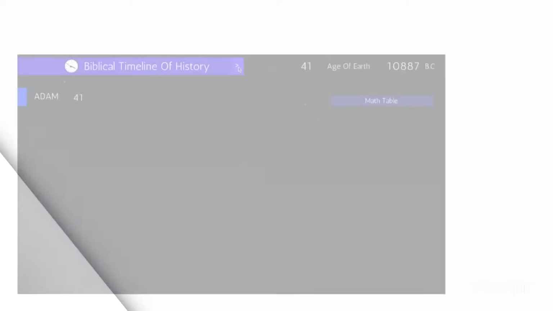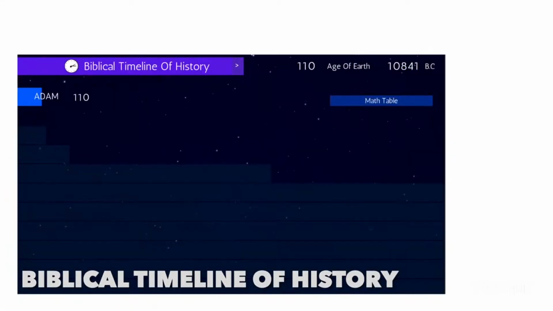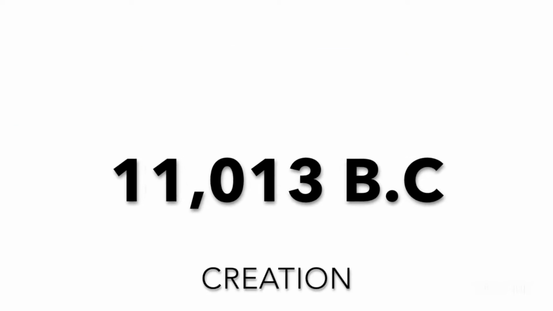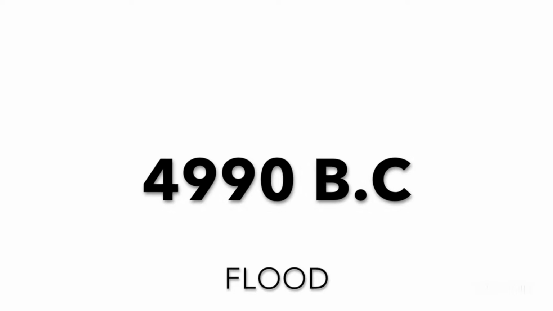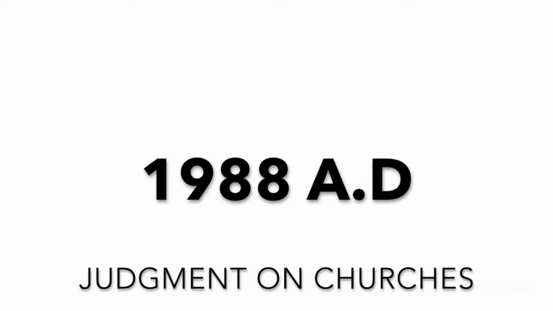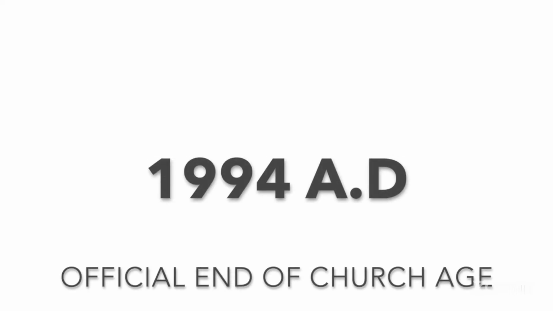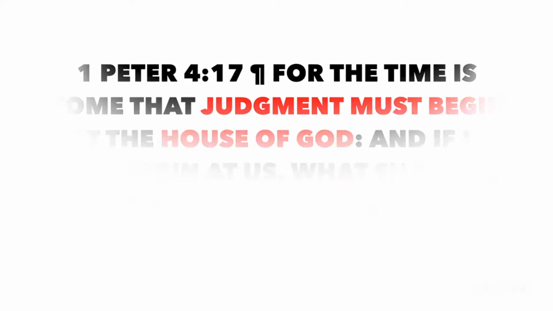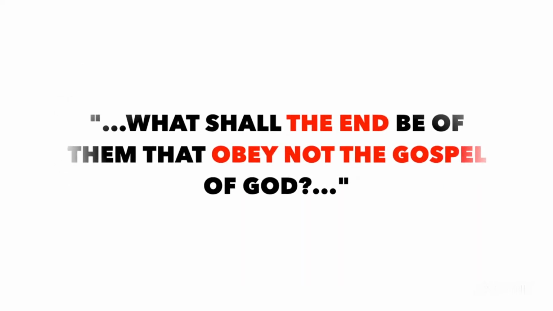In this video series, we'll delve into the biblical timeline of history. We aim to uncover the significance of important historical dates, such as the creation in 11,013 BC, the flood in 4990 BC, and even the date when God would bring judgment upon the house of God, the churches, as mentioned in 1 Peter 4:17. We'll also explore the date of Judgment Day, which is also alluded to in the same verse.